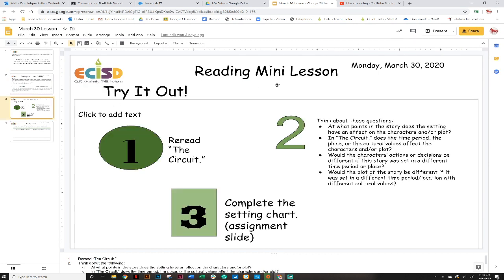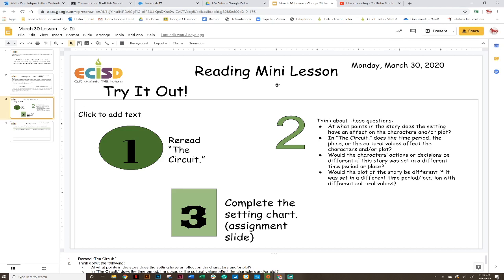Next. 1. Reread The Circuit. All right. You guys should have already read it once, gone through it in last week's assignments. So reread it now. It shouldn't take you too long. 2, you're going to be thinking about these questions.